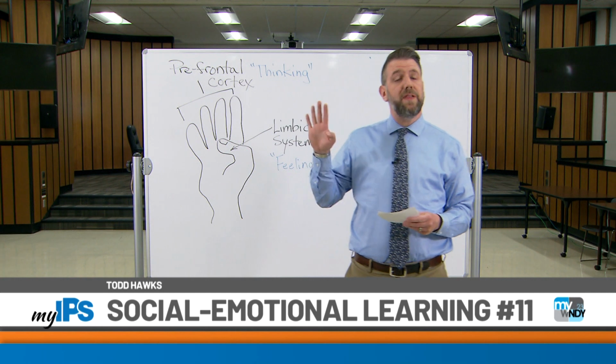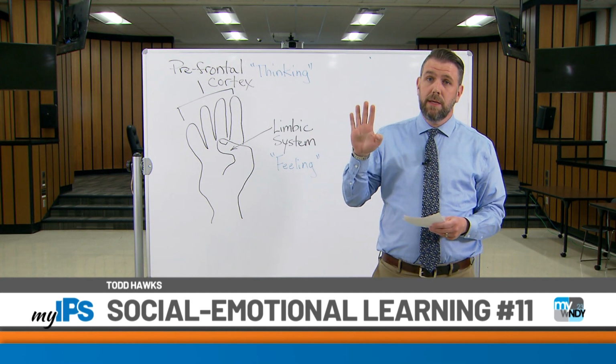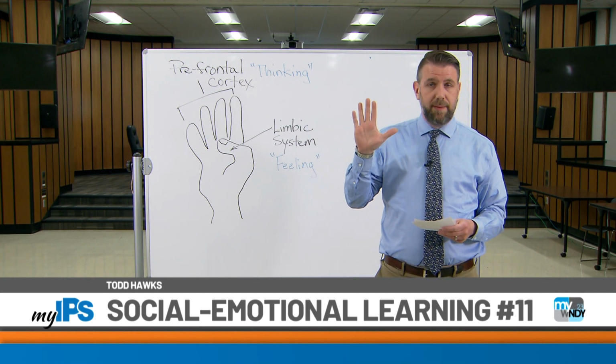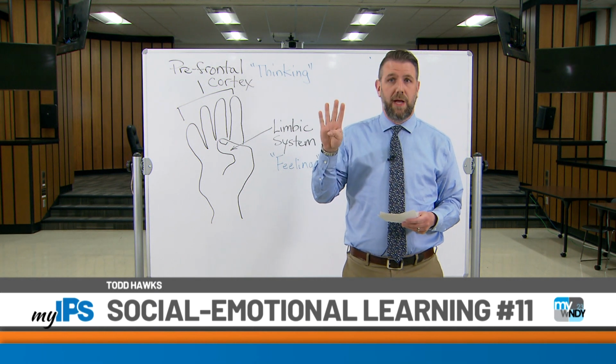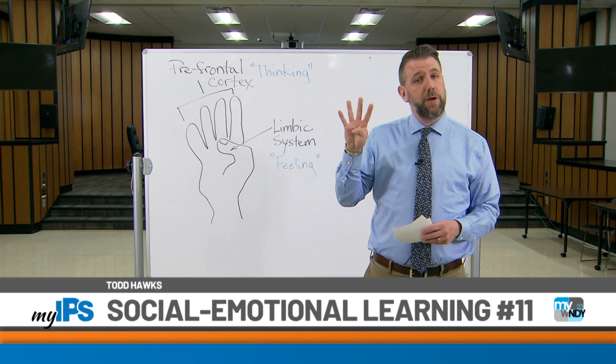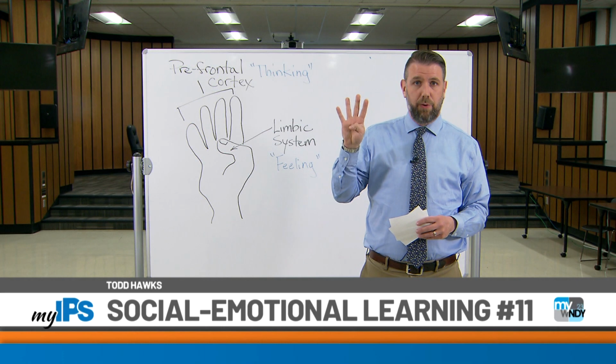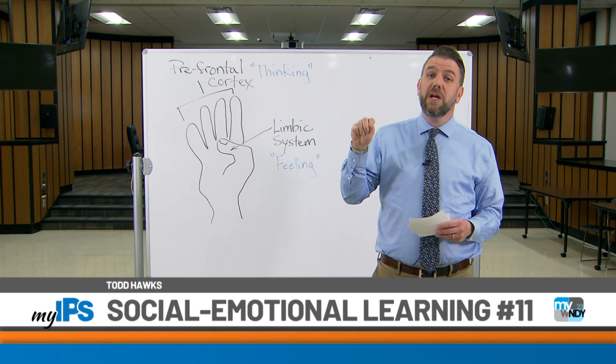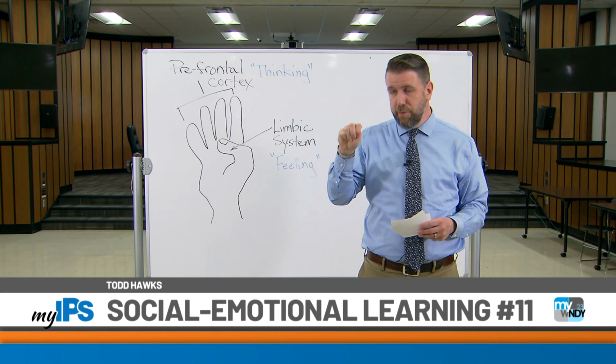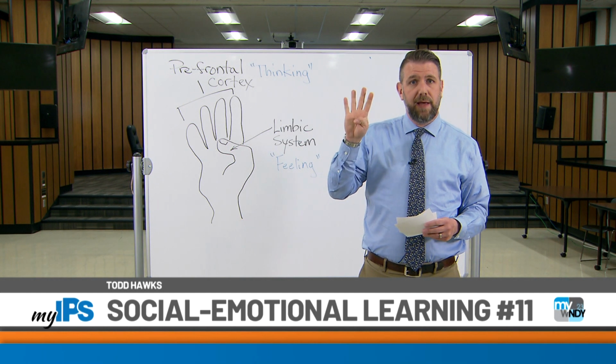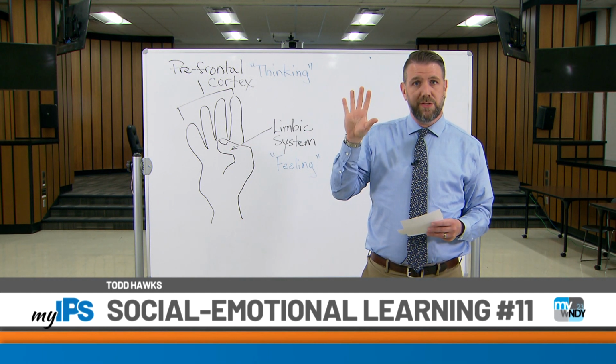Now, imagine that your hand is your brain. Your thumb is the limbic system, which is the feeling part of the brain, and your fingers are the prefrontal cortex, which is the thinking part of the brain. Now, when you have really strong emotions, it's like you flip your lid and the feeling part is all exposed.